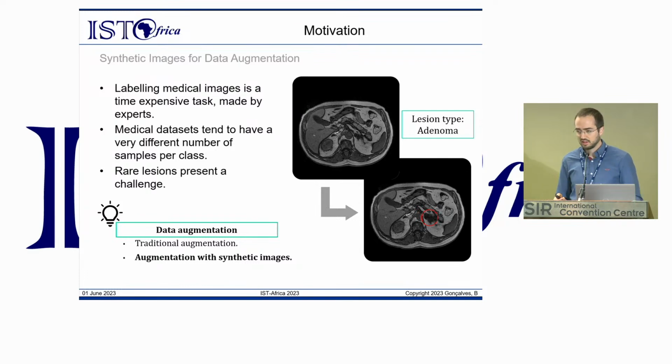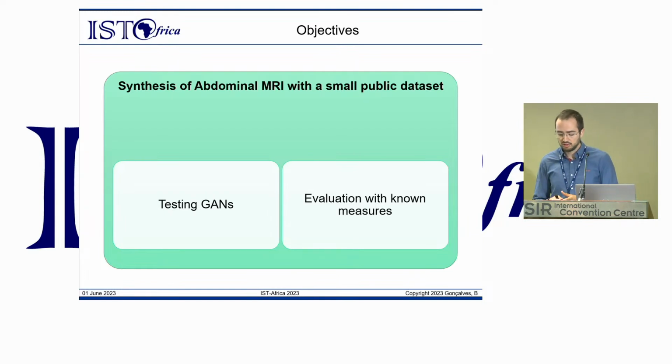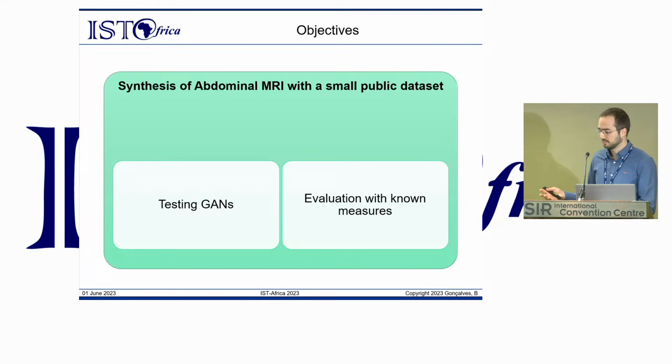So we can think of more complex ways to perform these augmentations, such as creating synthetic images, which is the main objective of my research paper. That is, to synthesize abdominal magnetic resonance images using a very small dataset and also using GANs, which are the deep learning model used for image synthesis that I will explain later. Then we will evaluate our synthetic dataset using known measures that I will explain during our results presentation.